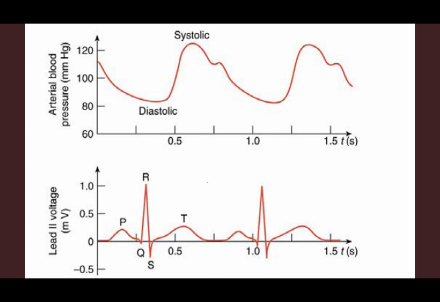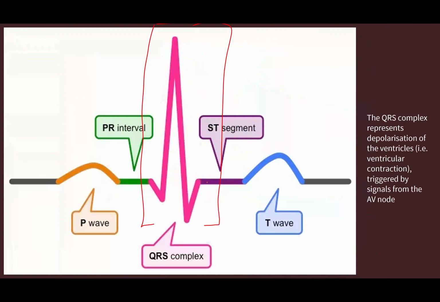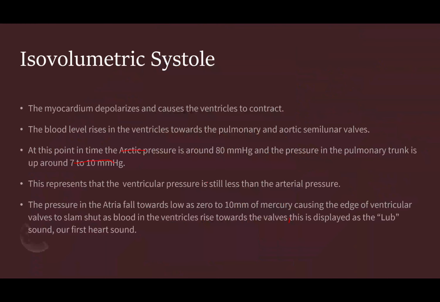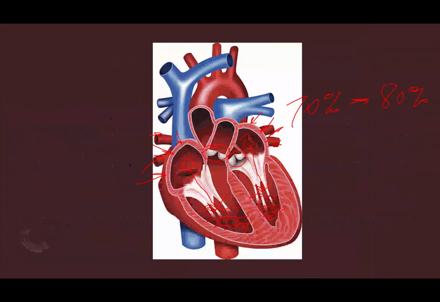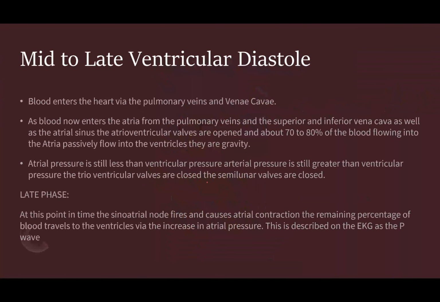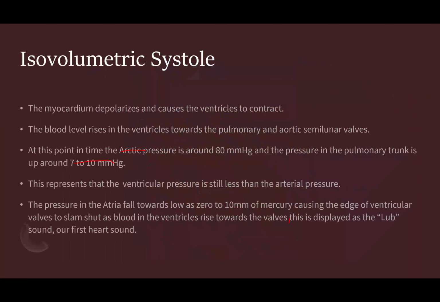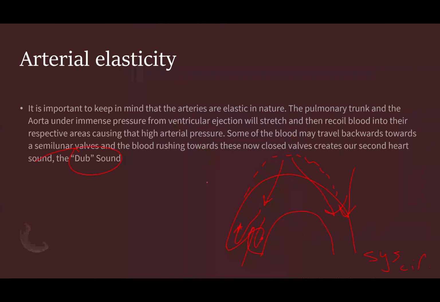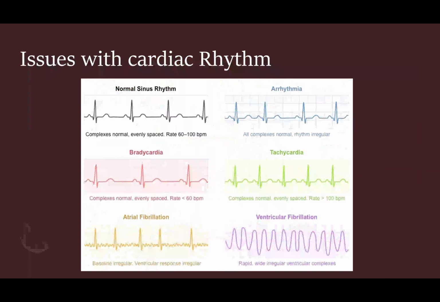To remember, we can basically just say there are four general movements. Like a symphony, there are four specific movements that this beautiful organ does. We're going to categorize them as late to mid ventricular diastole, isovolumetric systole, mid to late ventricular systole, and then isovolumetric diastole. That's how I categorize them.